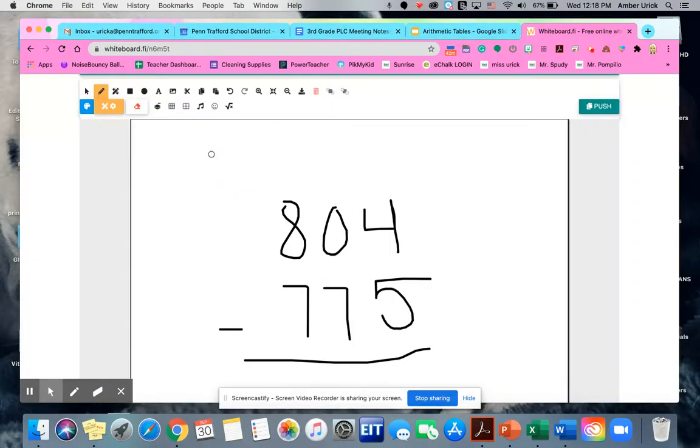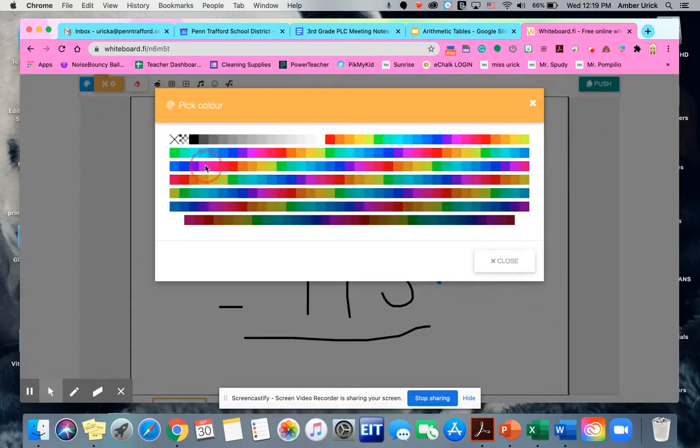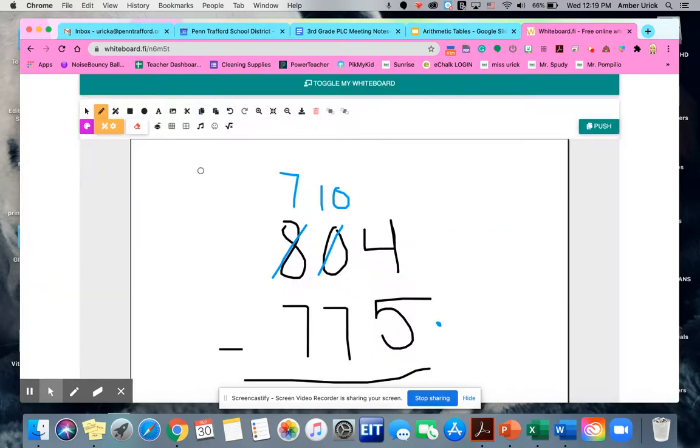Let me switch colors. Ready? So 4 minus 5. And I see there's more on the floor here, so I have to go next door. There's a 0. Can I borrow anything from the 0? I certainly hope you're telling me no. So I need to go next door again. I'm going to cross off the 8. The 8 becomes a 7, which makes the 0 become a group of 10. Let me switch colors again. Let's go for pink. Come on, pink. There we go.